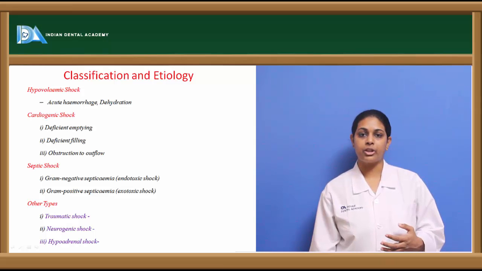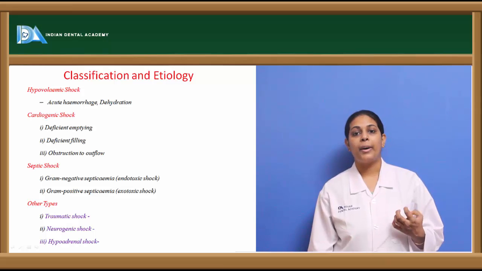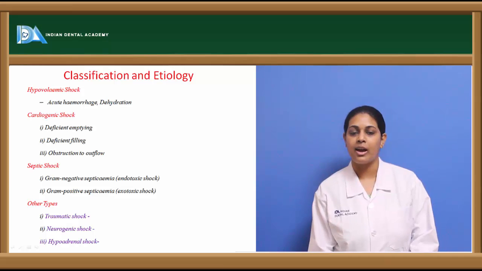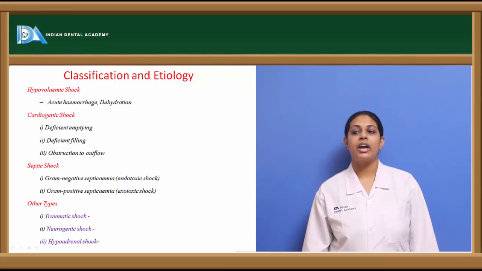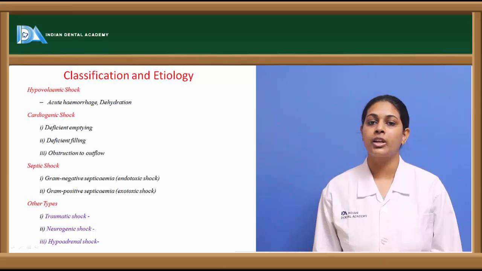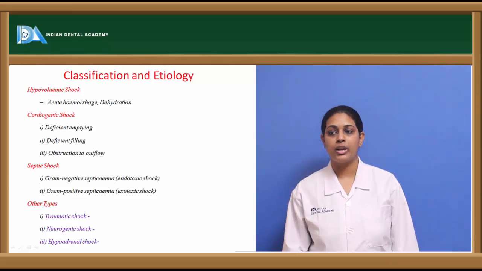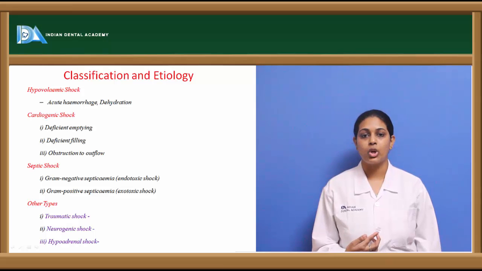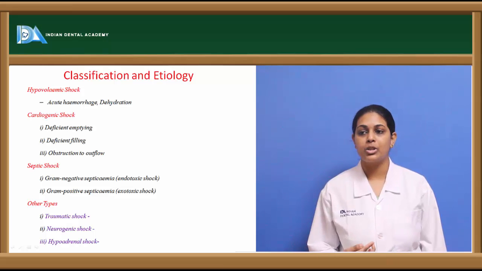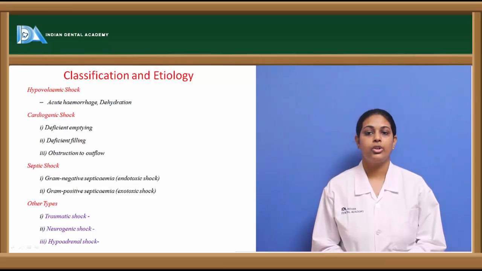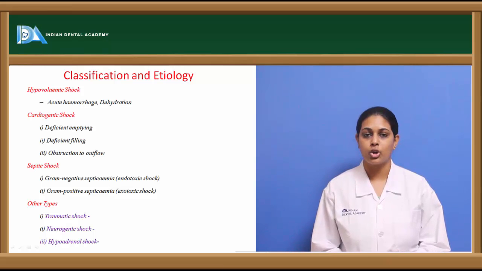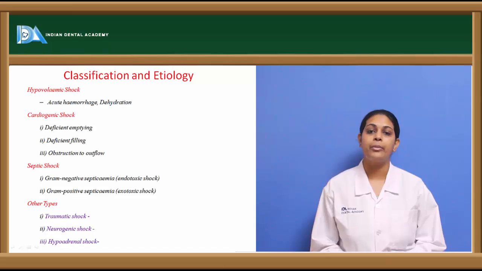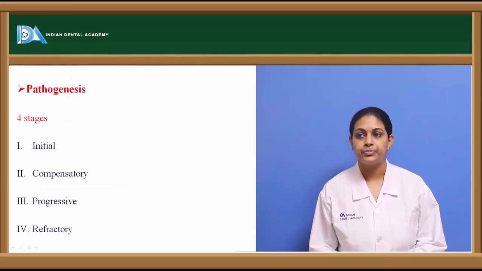Next, coming to septic shock, which is mainly because of microorganisms. It could be because of gram-negative organisms or gram-positive organisms. When it is because of gram-negative septicemia, it is known as endotoxic shock. When it is because of gram-positive organisms, it is known as exotoxic shock. Coming to the other types of shock, they are traumatic shock, neurogenic shock, as well as hypoadrenal shock. So these are certain shocks based on the particular etiology.